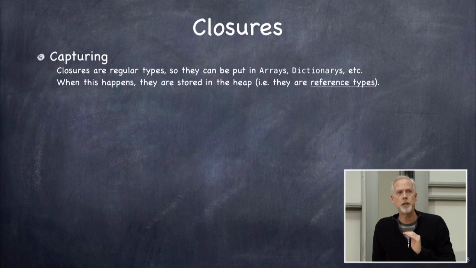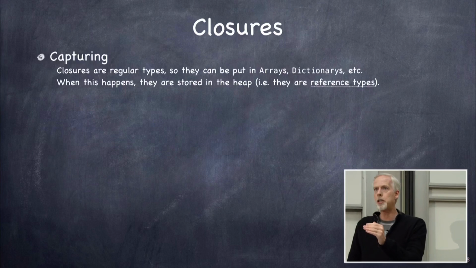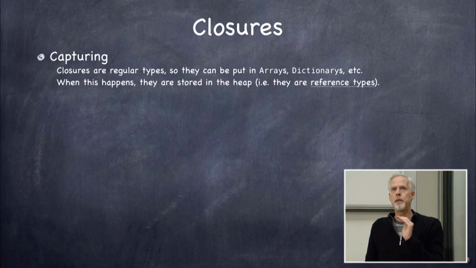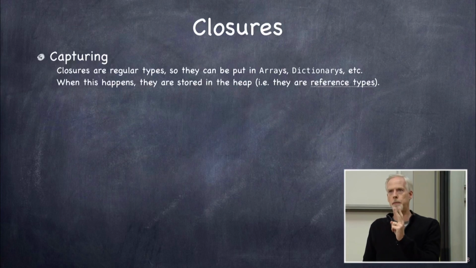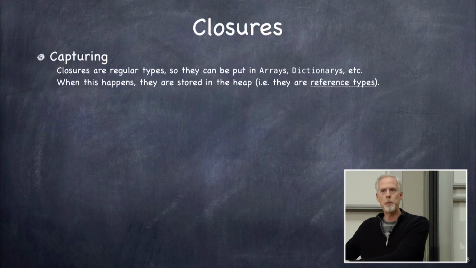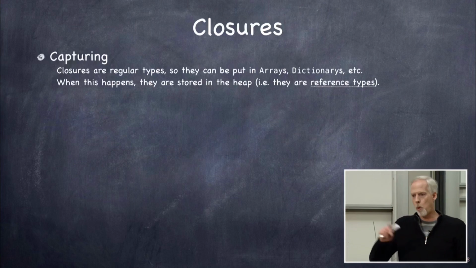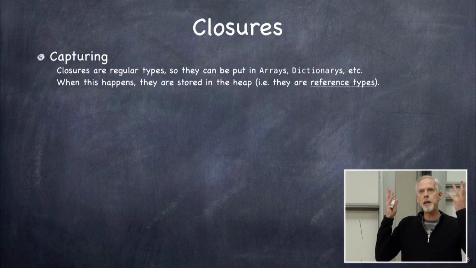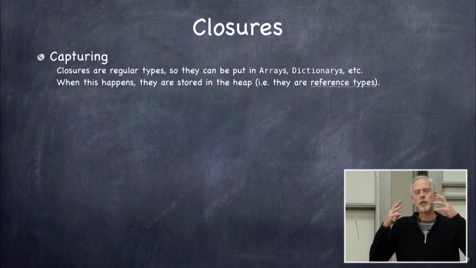What this means, though, since closures are types and they can be put in arrays and dictionaries, is that closures are reference types. There are only 2 reference types in Swift, classes and closures. So what does that mean? It means this closure gets put in the heap if you put it in an array. So that array actually has pointers to this closure. Okay? Now this is a little mind-bending. I don't expect you to get this right at the top.